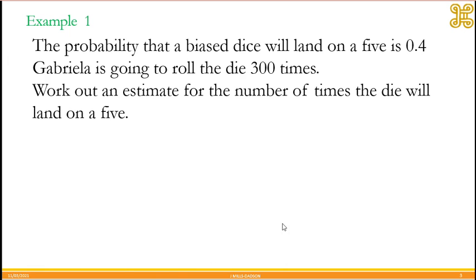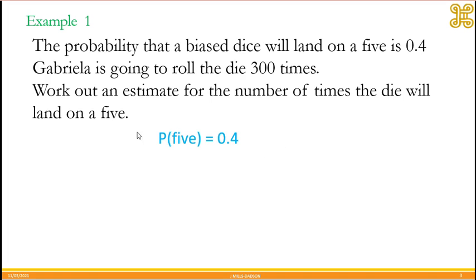Okay. What you need to understand is that in these kinds of questions, you always see this kind of phrase, biased, because each outcome is not equally likely. It's called experimental probability because we assume that some experiment has been done. Now, what you need to understand is that the probability of 5 is given as 0.4.